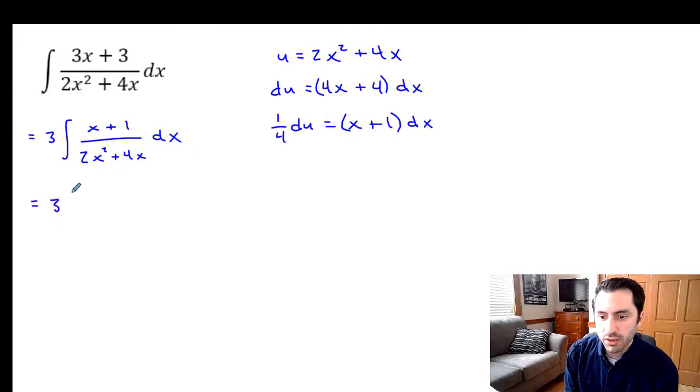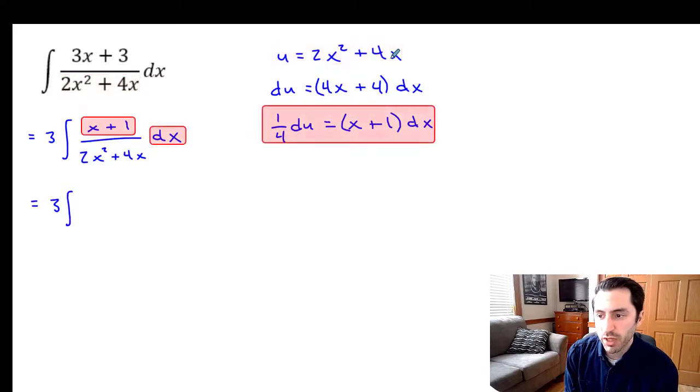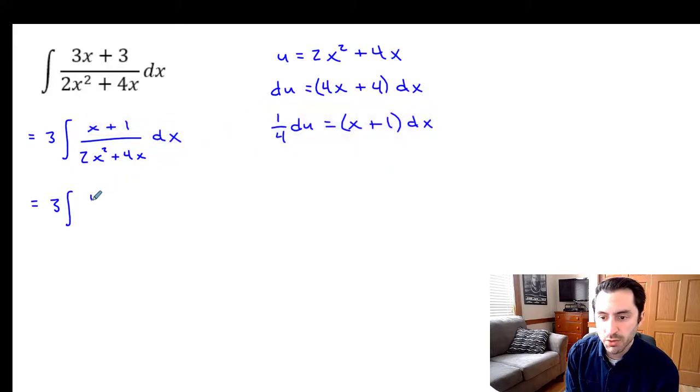So now taking a look, the denominator, we can substitute u in for that whole expression. And then the numerator, we have x plus 1 and the dx, which we know we can replace with 1/4 du. So we're going to have 1 over u, replacing the denominator. And then substituting in for the x plus 1 and the dx, we have 1/4 du. Let's take the 1/4 and move that out front. So we have 3/4 times the integral of 1 over u times du.